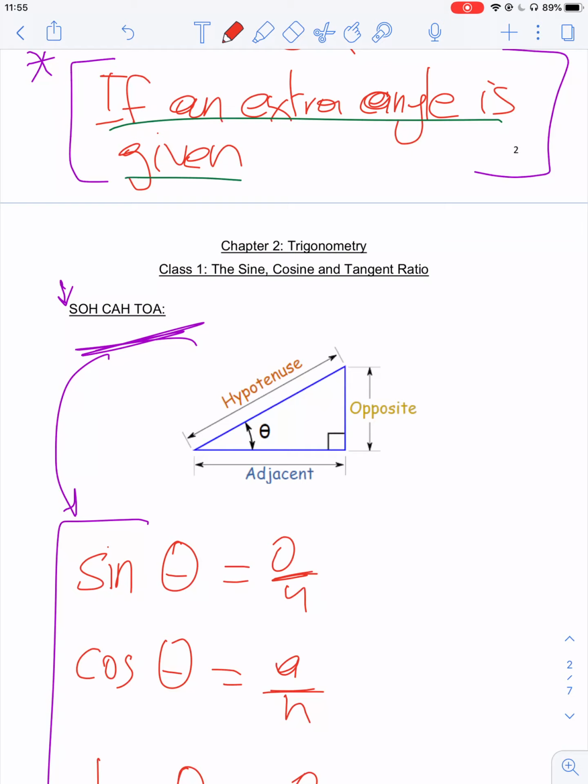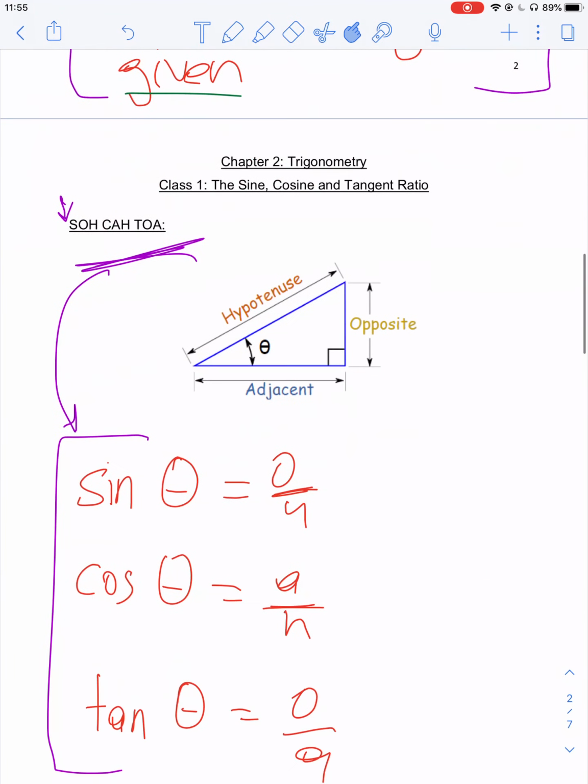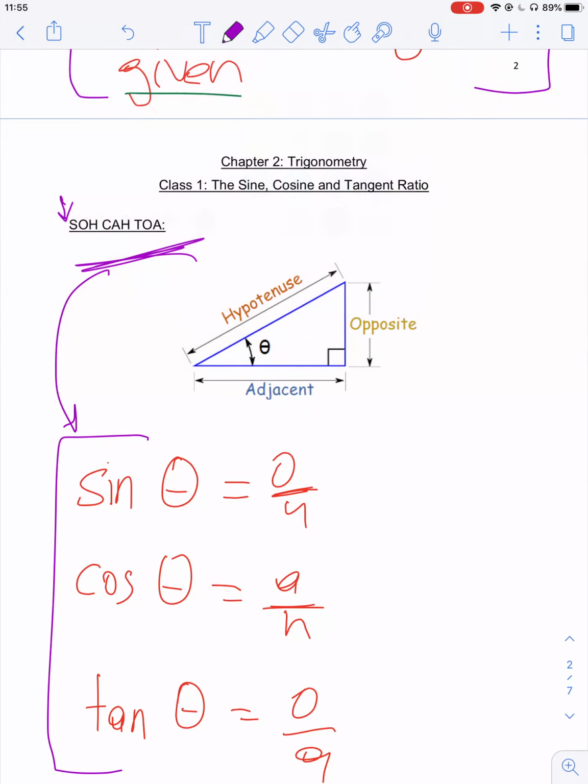Now, I said that to work out a question that only has one side given to you, you need an extra angle. In this case, the extra angle is this one over here in purple. This angle is given to you. Let's just pretend. In this case, they're just calling it theta, but that's fine.